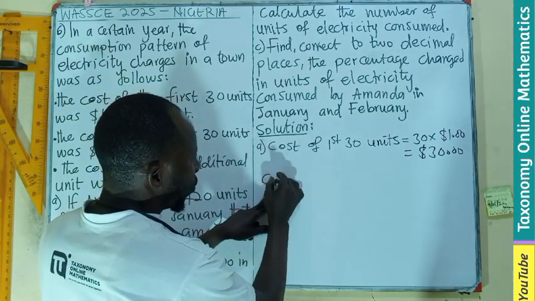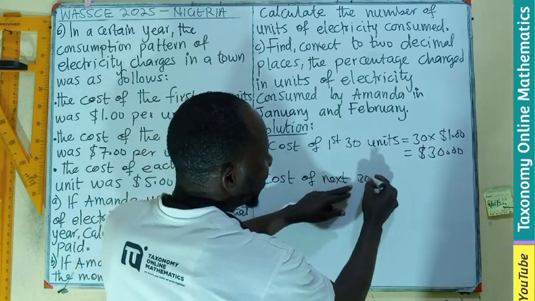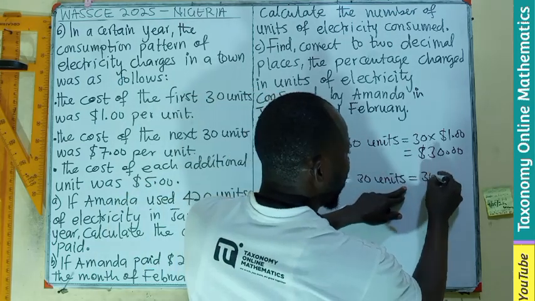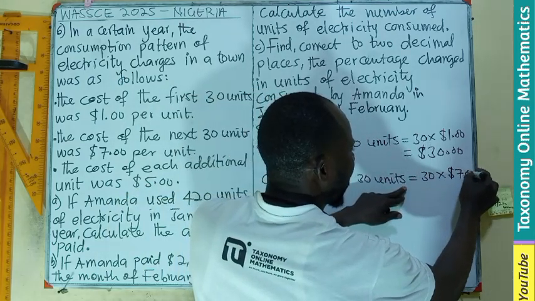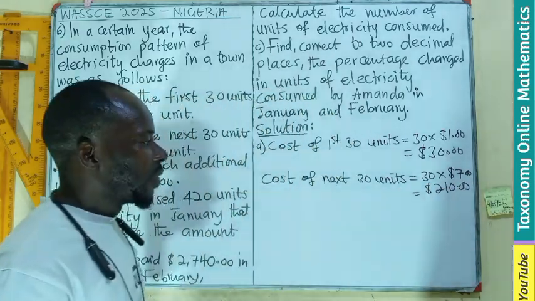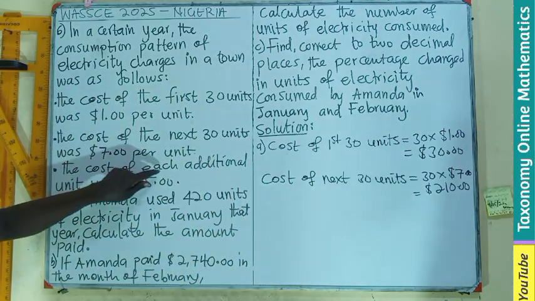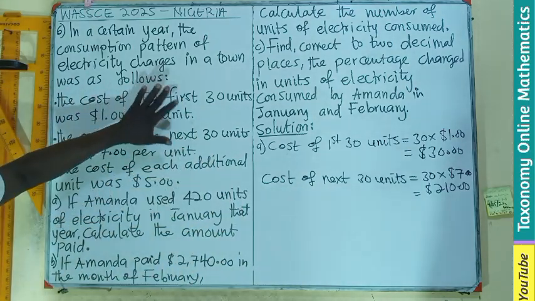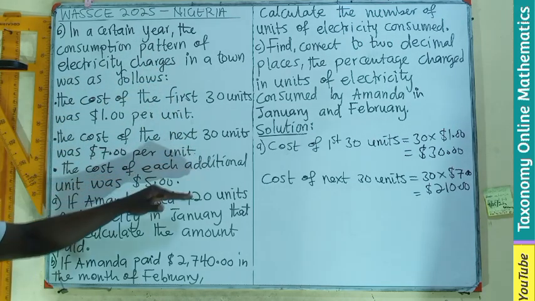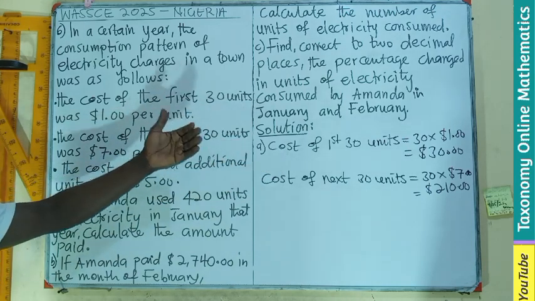Then let's find the cost of the next 30. So we have the cost of the next 30 units, which is going to be 30 units times the unit cost of $7, and that will give us $210. Now this is what we have for the first two. Now they said the cost for each additional. So after paying for the first 60 units, the remaining units will be charged $5 instead of $7 or $1.